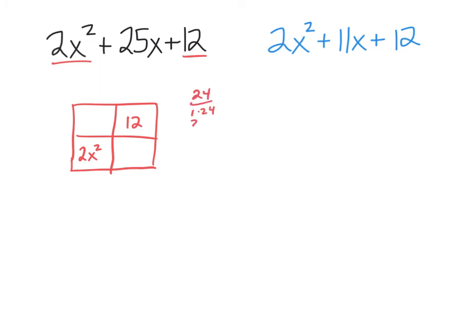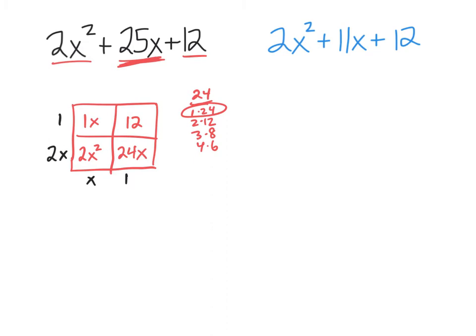1 times 24, 2 times 12, 3 times 8, 4 times 6. Do you see the combo that gets us 25? I do. 1x and 24x gets me 25x. Now the trickier part is that the x squared is x times x, but now you have to decide, where does the 2 go? 2 does not go into 1 unless you want to use decimals. 2 does go into 24. How many times does it go into 24? 12 times. 12, how does that get into 12? Well, just 1 time. So you can see that we have 1x if we combine that corner.